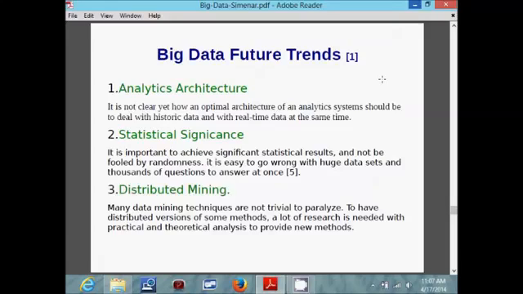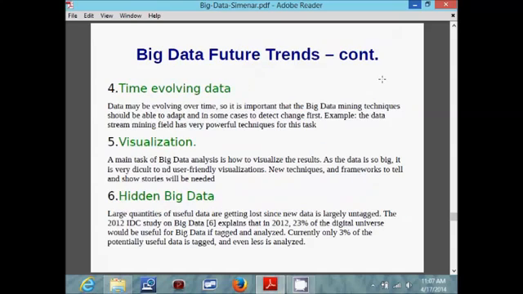Time evolving data. Data may evolve over time, as we said. While you are conducting your analytics on big data right now, the data set that you are using is evolving during your analytics. So it's important that the big data mining techniques should be able to adapt and in some cases detect changes first. When you do the analytics, you want to be sure that you are using the updated data. Don't rely on samples or the big data you have collected, for example, a few weeks or months ago. You want to be sure that when you conduct the analysis, you have the updated data. How to decide that?